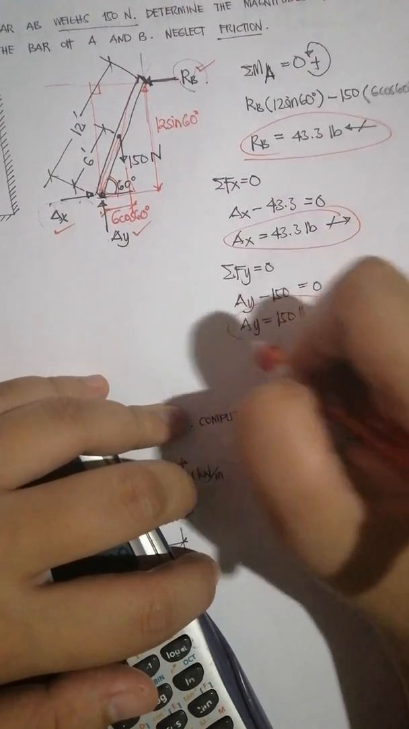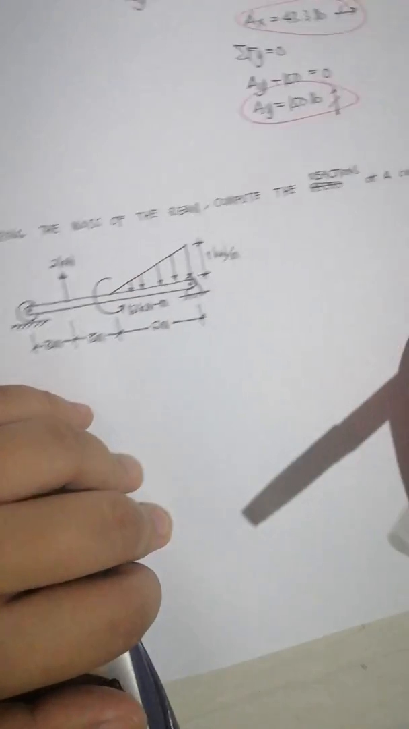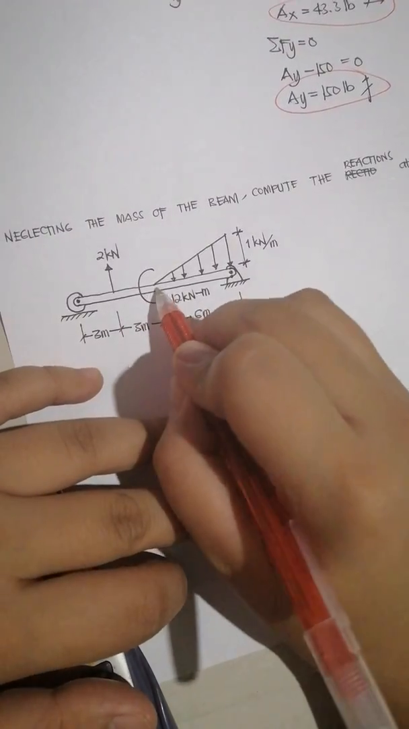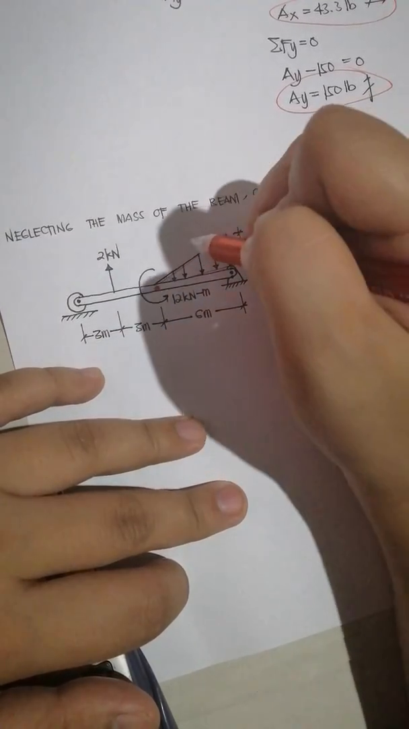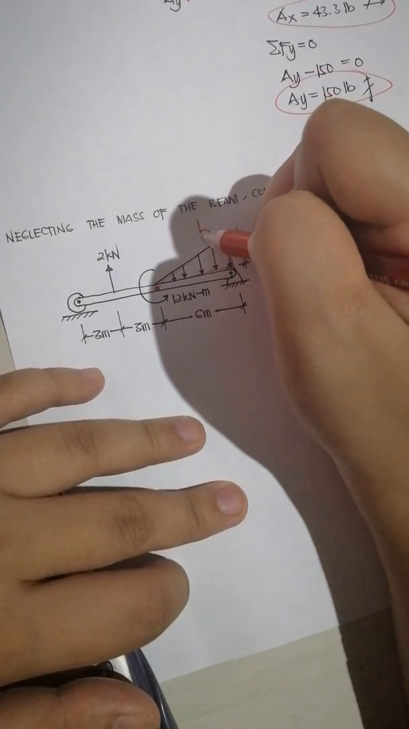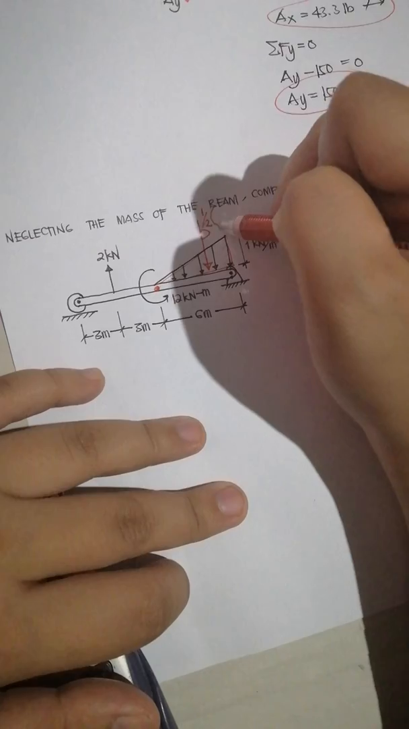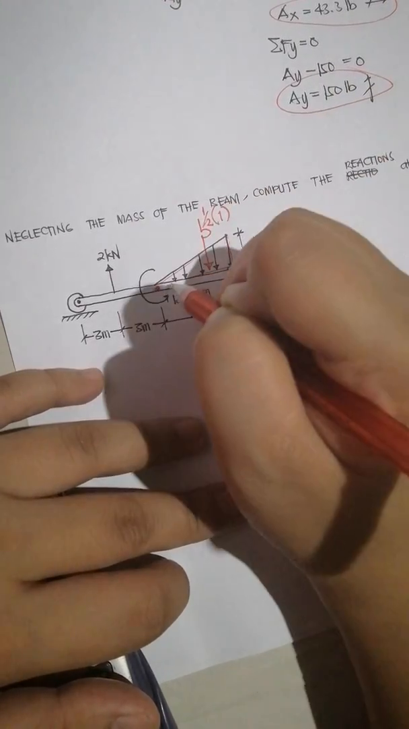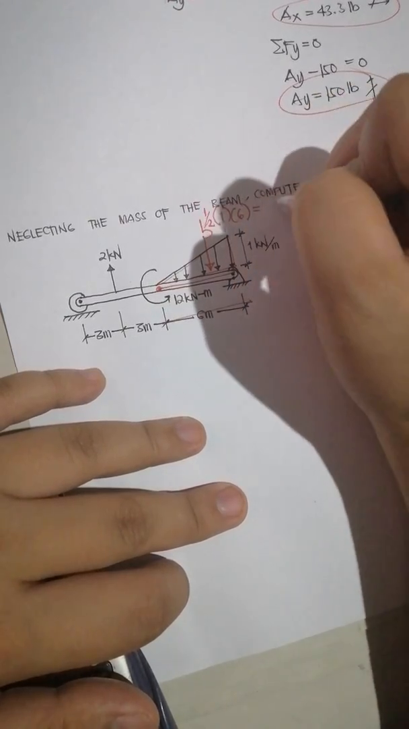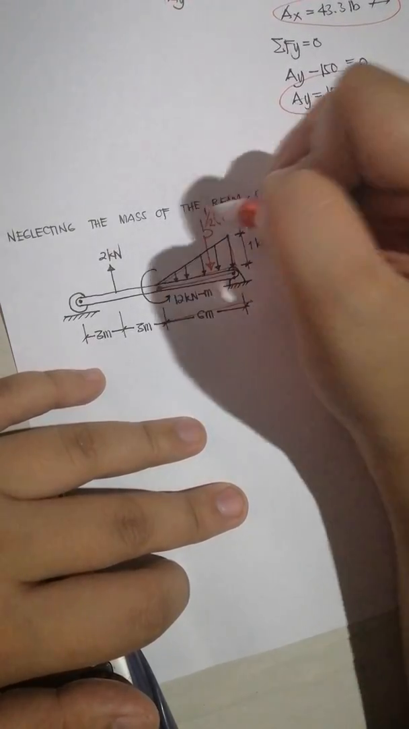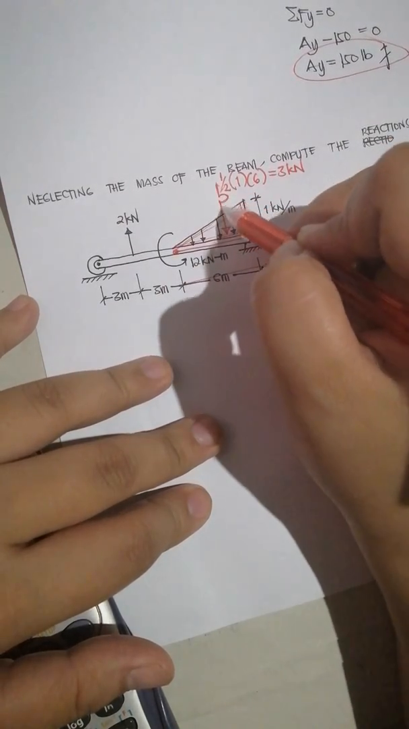Three reactions. Okay, last: mass of the beam. Compute the reactions at A. So there's no mass of the beam. We have a triangular load. We convert it into a concentrated load. So we have 1/2 times 1 height, base is this one, 6 meters. So this is 3 kilonewtons. Okay, so we get rid of this load and use this concentrated one.